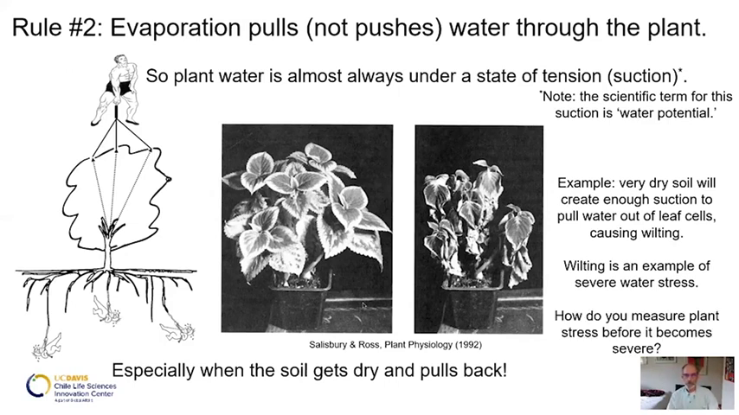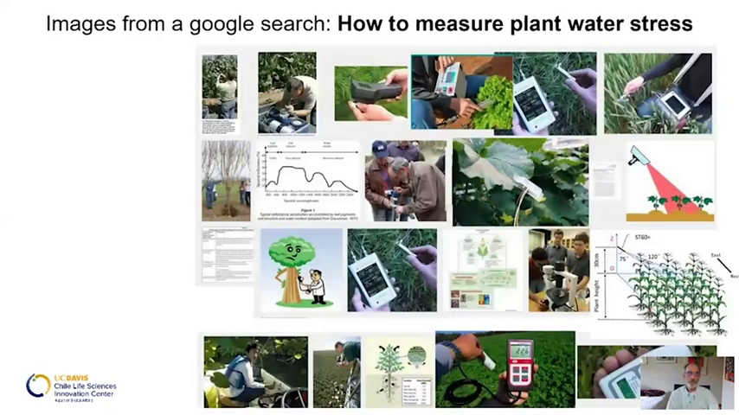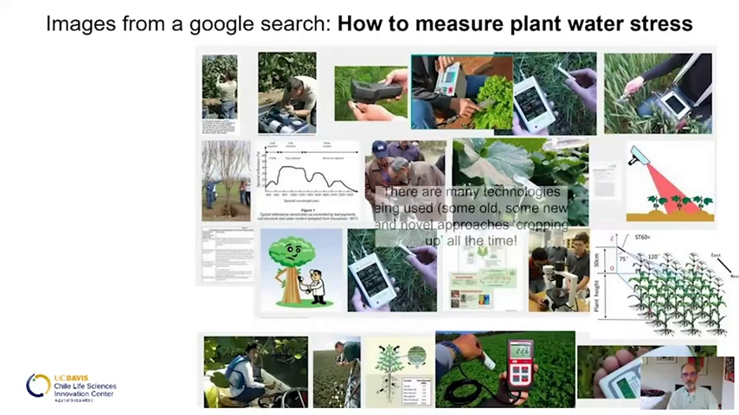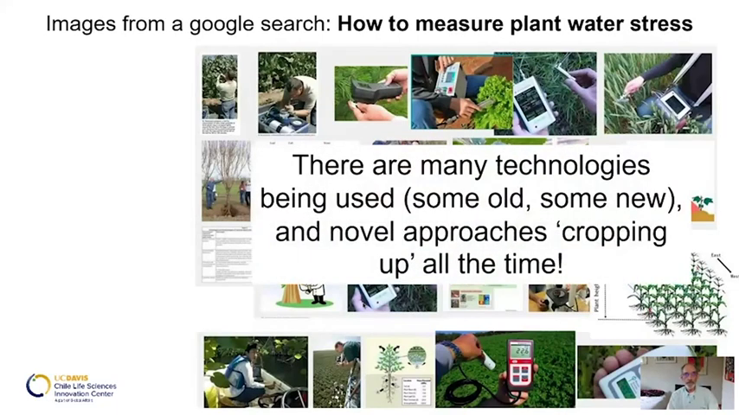And one of the questions is, is there something we can measure in the plant that indicates its stress before it gets so severe that the plant is wilted? Well, if you use a Google search and look for how to measure plant stress, you'll see lots of things. There are many technologies, some are old and some are new, and some are coming up all the time. I'm going to focus on just two classes of approaches. One is what I would call a direct approach, and one is an indirect approach for measuring plant stress.